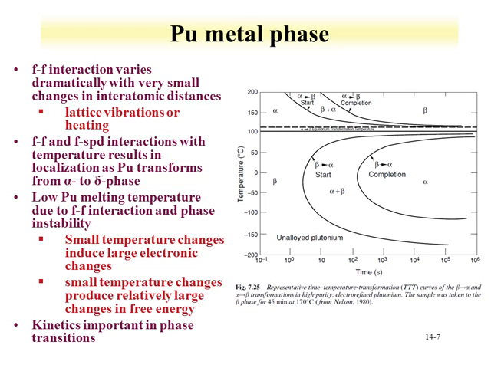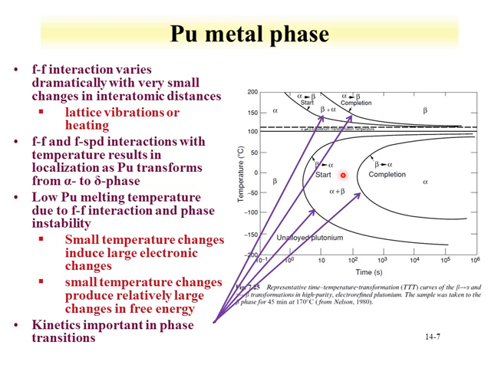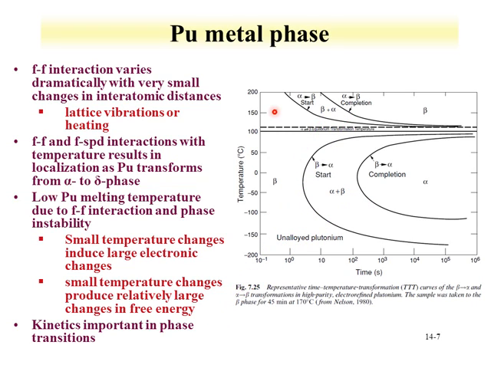And these interactions with temperature result in the phase transformations from the alpha all the way to the other phases that are present. These small temperature changes can induce large electronic changes, and they also produce relatively large free energy changes. The kinetics are shown here for the changes of plutonium going from one phase to another. As you can see, these curves that we highlighted show some of the boundary conditions for the kinetics. And as we see here, this is, for example, an alpha phase in an unstable regime and a beta phase in an unstable regime.